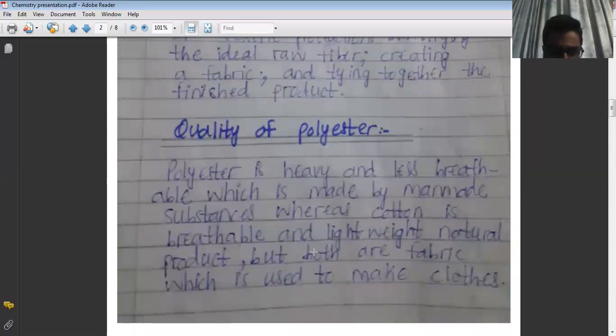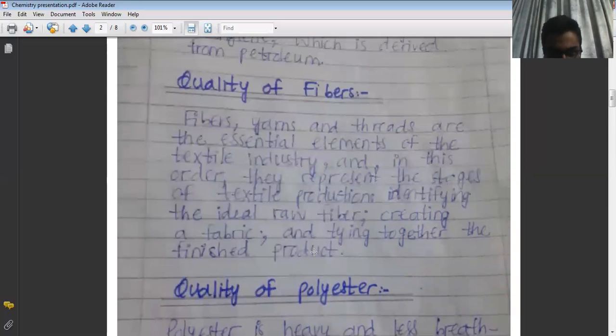Quality of polyester. Polyester is heavy and less breathable, which is made by man-made substances. Whereas cotton is breathable and lightweight and a natural product, but both are fabric and they have similarities, which is that they are used to make clothes.